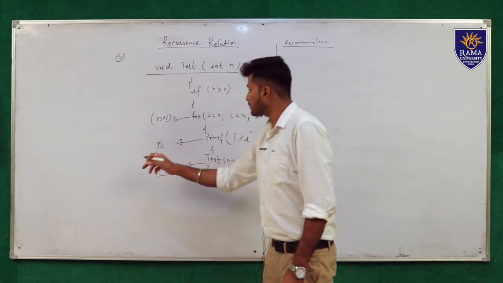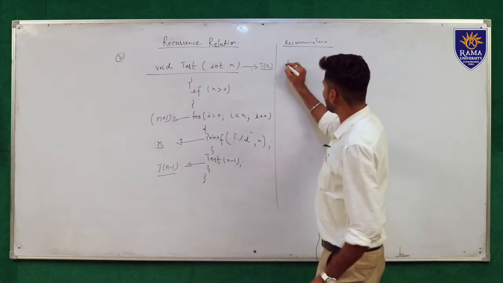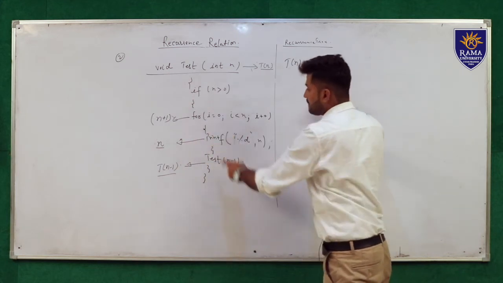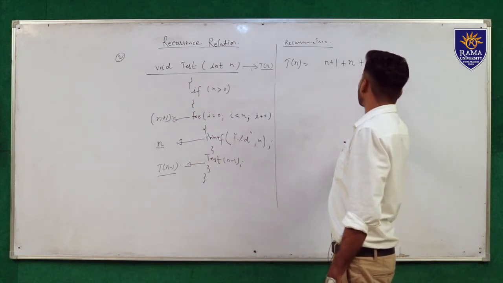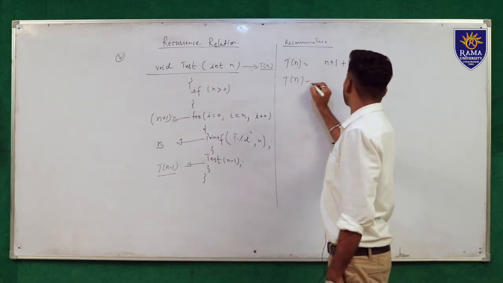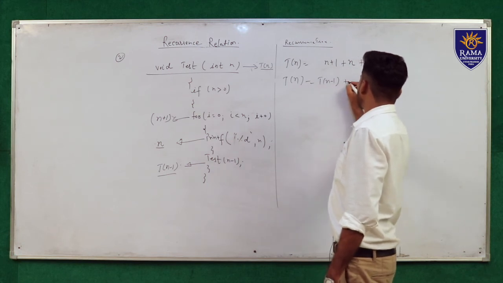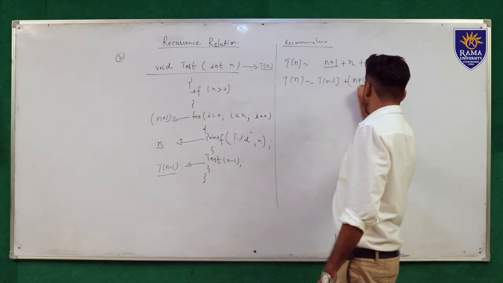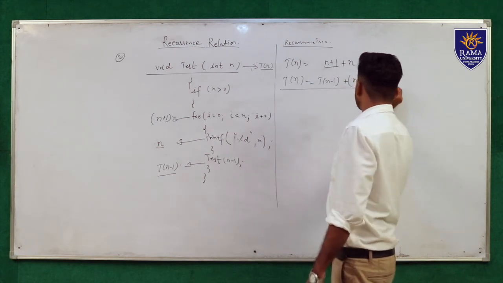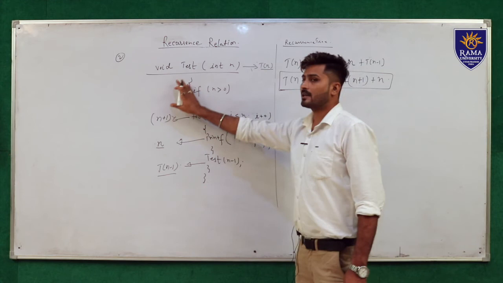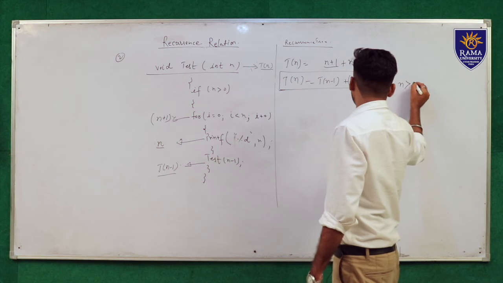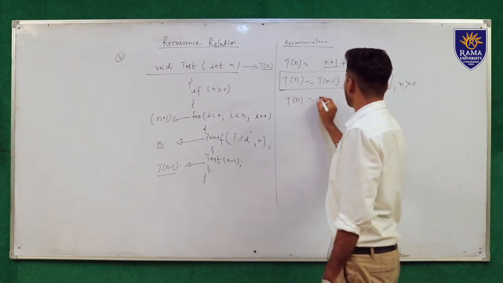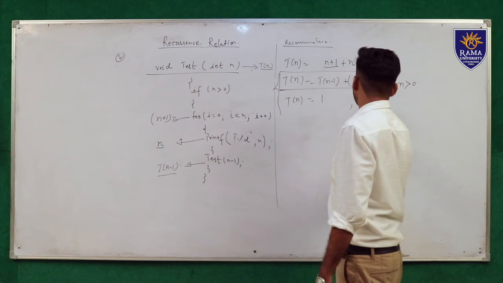So the total amount of time for the given example we can write here: Tn is equal to n plus 1 for the loop, n for the printf statement, and Tn-1 for the recursive call. So Tn is equal to Tn-1 plus n plus 1 plus n. This is the recurrence relation. This is the time taken by the given function. This happens when n is greater than 0, and Tn equals 1 when n is equal to 0.